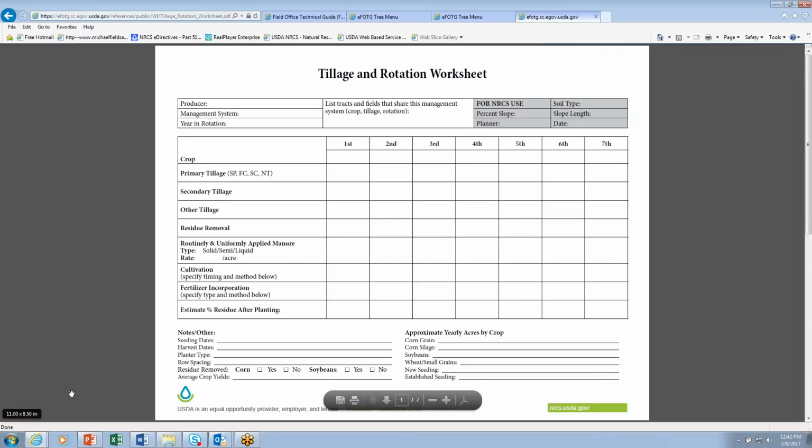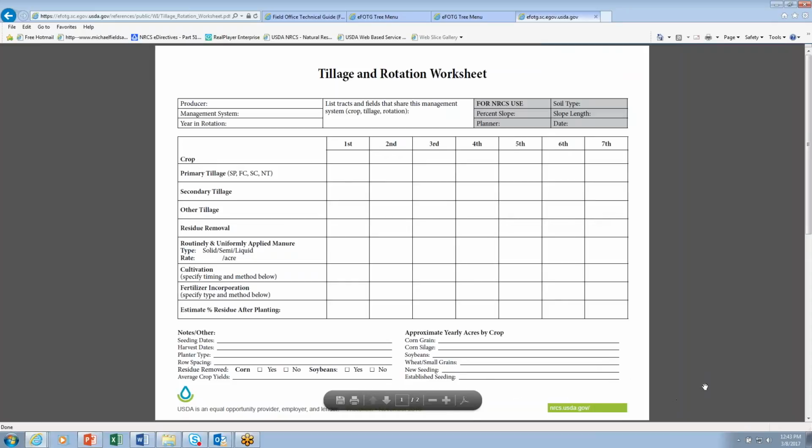So we're going to look at each year in that rotation, and we're going to capture all of these disturbances. We're going to look at the primary tillage, the secondary tillage, what other tillage could be going on. Are you taking your residue off? To what degree are you taking it? What about manure? How's that getting on there? Are you cultivating? Are you doing any fertilizer incorporation? And what kind of residue do you have estimated after planting? These are all critical pieces to running the right RUSLE2 in order to know what the true STIR is and what the true soil conditioning index is. So I want to make sure we're paying attention to this.